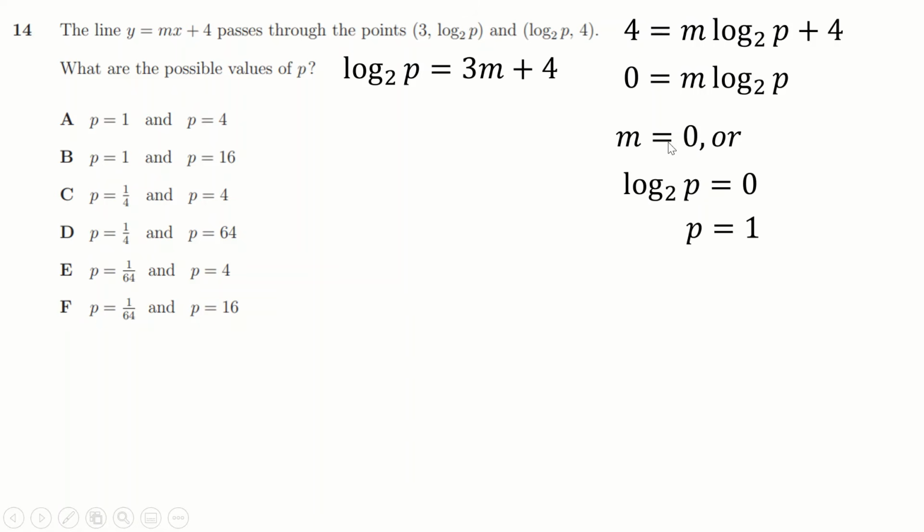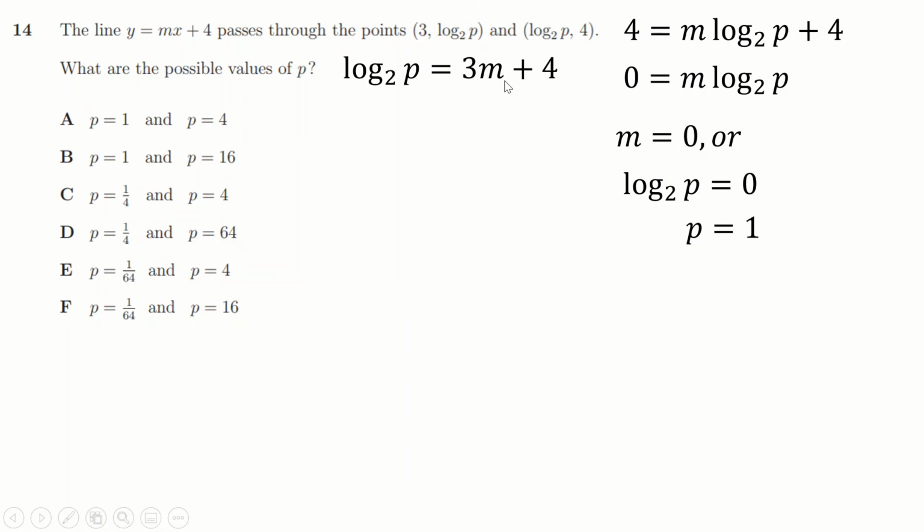Now, if m is 0, what happens here? Sorry, I've said that wrong, haven't I? m is 0 and p is 1 don't happen at the same time. p is 1 is a solution. If m is 0, p can be whatever you want, right? p is 1 is a solution if m isn't 0. m could be anything else. Yeah, I've said that wrong, didn't I? But either m is 0, in which case p can be whatever you want, or p is 1, in which case m can be whatever you want.